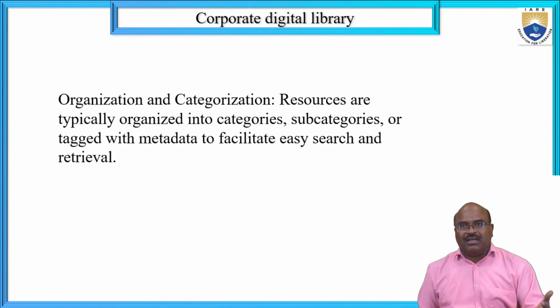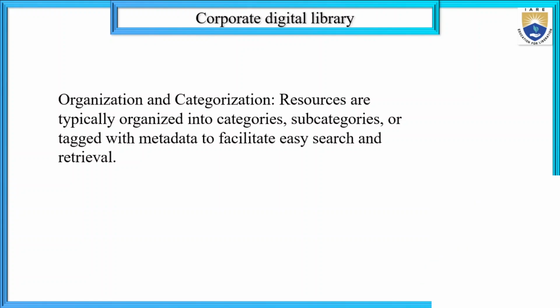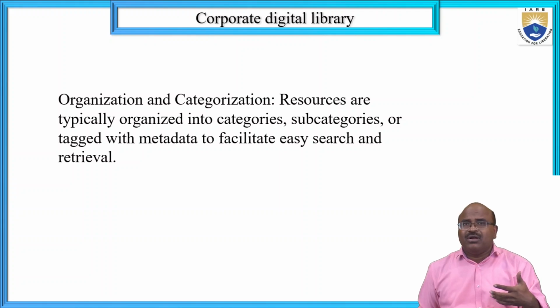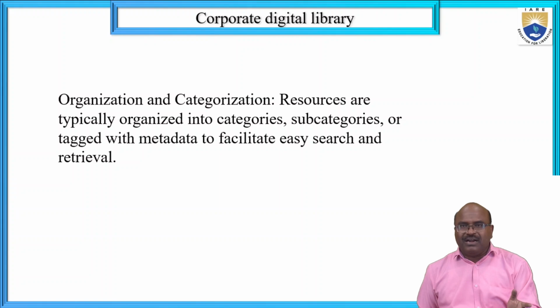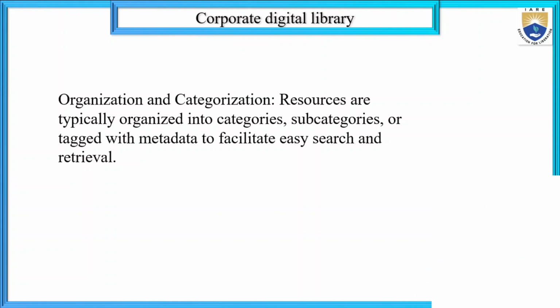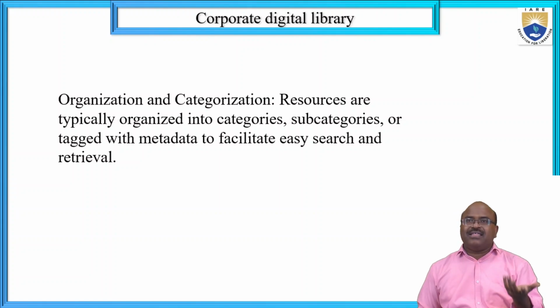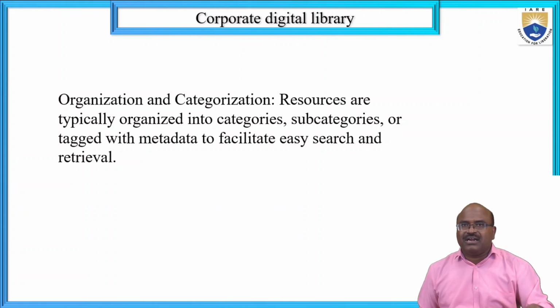Data about data is called metadata. What is data? Data is a collection of information, a collection of raw facts, a collection of valuable elements. So this data can create the metadata. Metadata, or data about data, is stored in some places, and after that we can search and retrieve the data very effectively with the help of the corporate digital library.